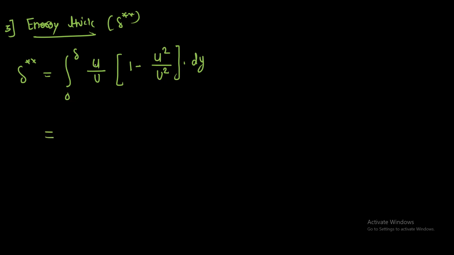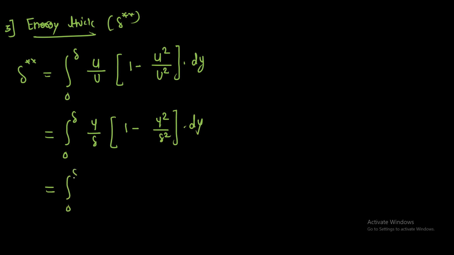Now just put the value of U upon U, which is given in the problem. So 0 to delta, U upon U is Y upon delta, in the bracket 1 minus U upon U square, so it is Y square upon delta square, into dy. Now just simplify this bracket. So integration 0 to delta, first Y upon delta minus Y into Y cube upon delta cube, into dy.